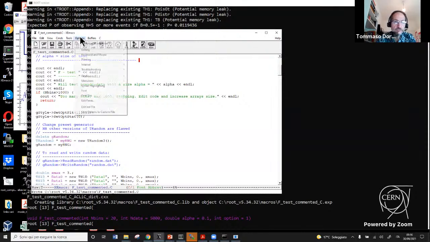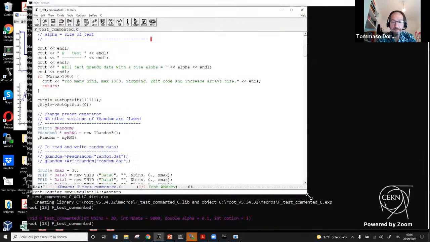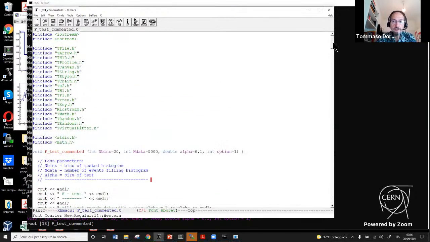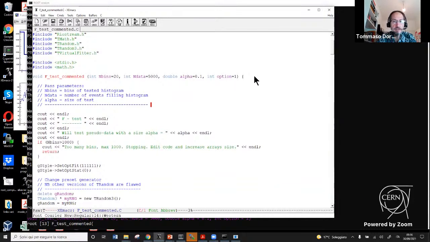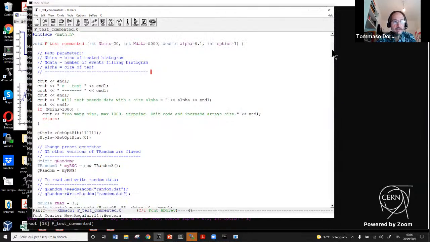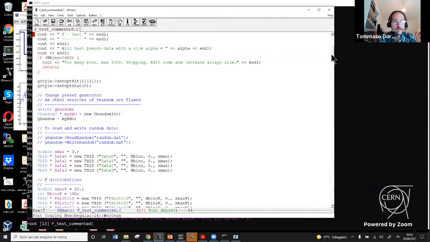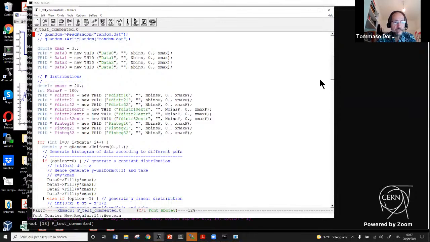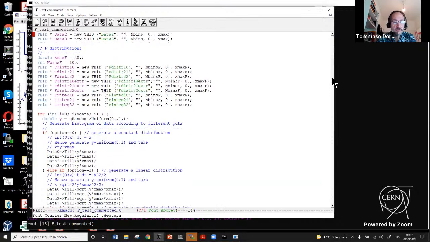Here I actually know how to change the font. Okay, let's do it like this. So this is the ftest commented macro, okay? Bunch of includes, and then the function has these pass parameters. And okay, you have to fill a few histograms such that you can show the data that you have generated. It's a one-shot data set, so you can look at it. And then you want to also fill histograms with the F distributions for the various hypotheses.